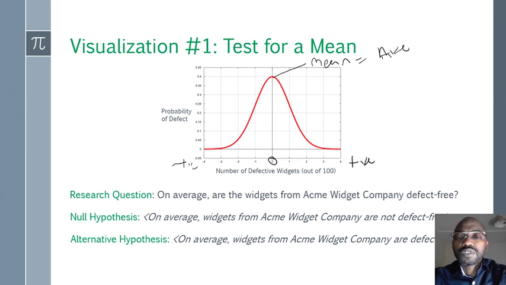The interesting point to note is that this point here also typically represents the mode, which is the highest repeated frequency, and at the same time, in a normally distributed bell curve, it represents the median, which is the middle of the distribution. Now, to state a null hypothesis here, we are saying that at the average point, there is no defect.